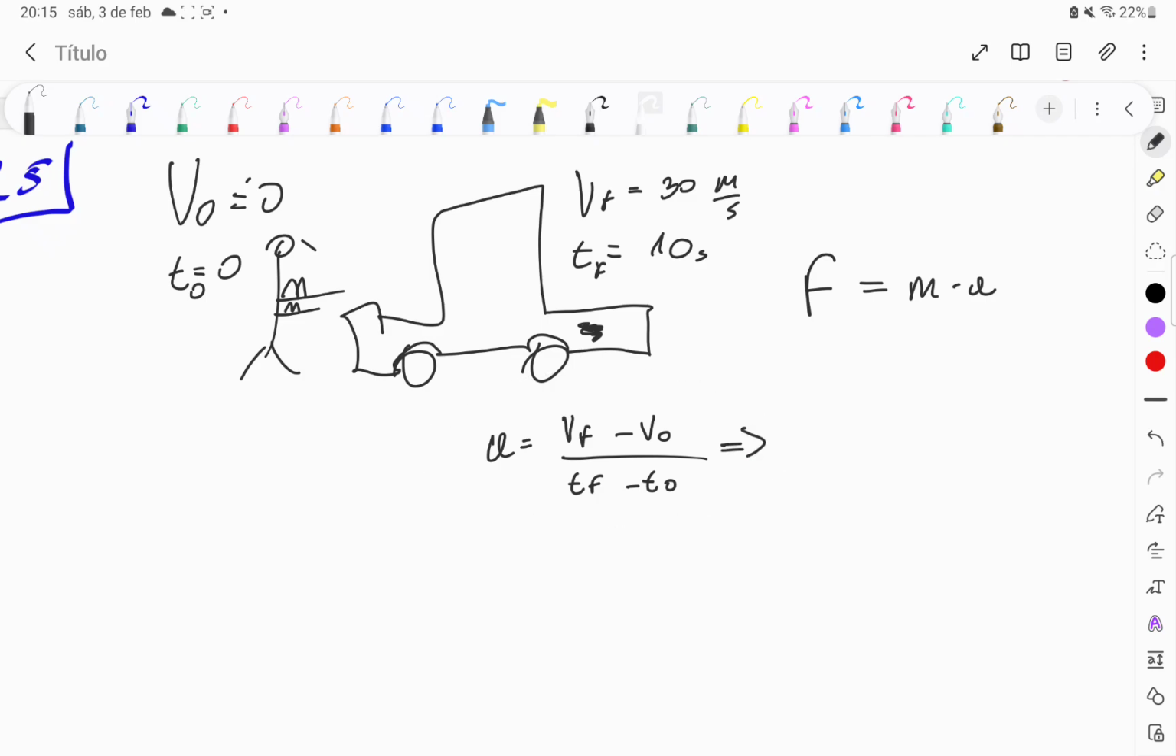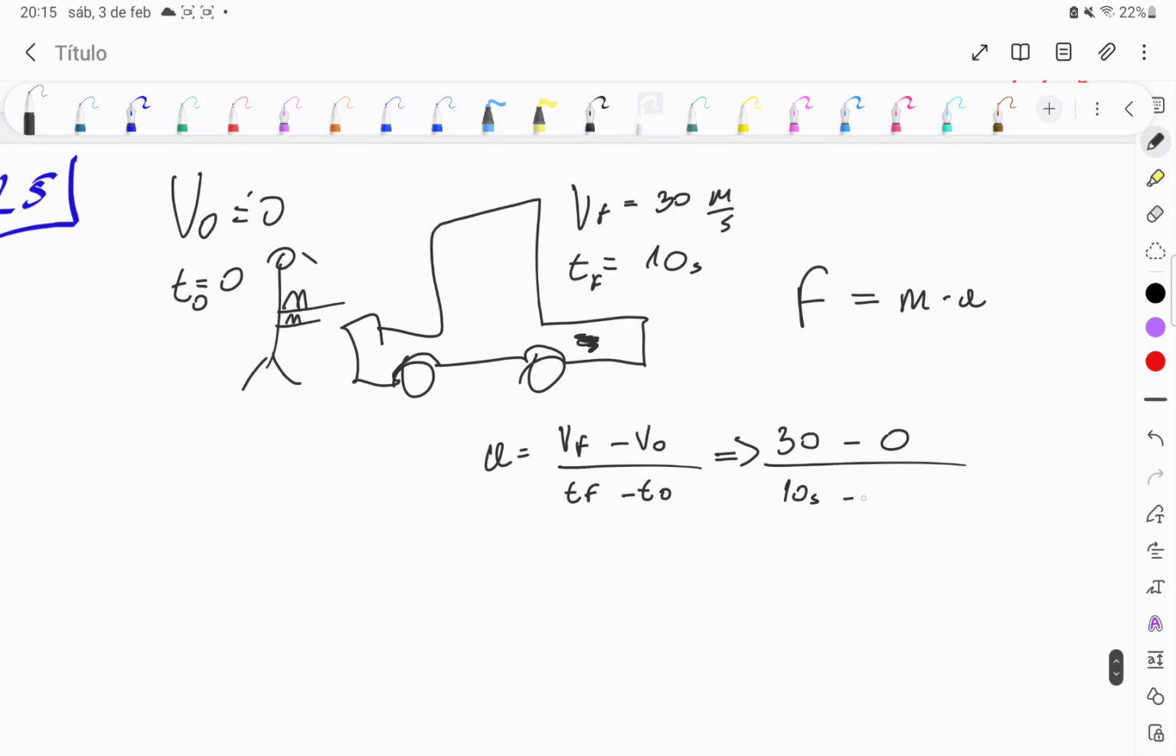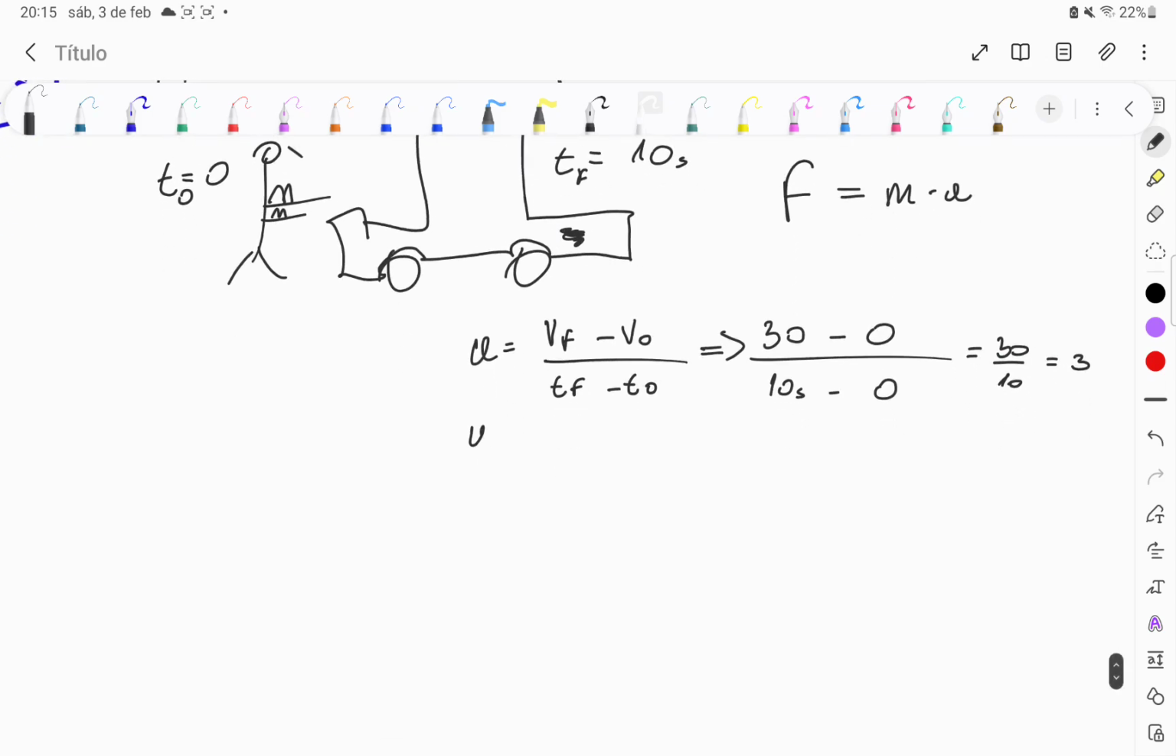By replacing, we have that the final velocity is 30, the initial is 0 because it's ferma, the final time is 10 seconds, the initial time is 0 seconds. So it's going to be 30 dividido 10 is equal to 3. So the acceleration is going to be equal to 3 metros partido segundo al cuadrado.